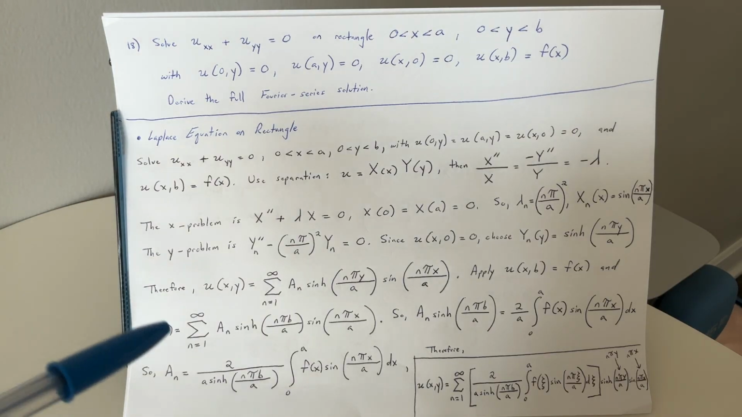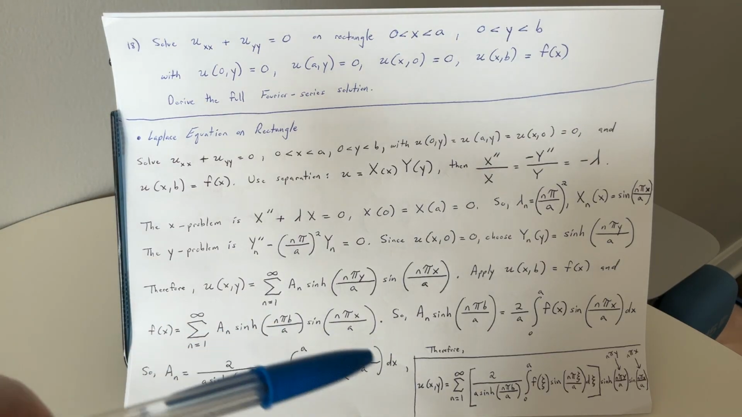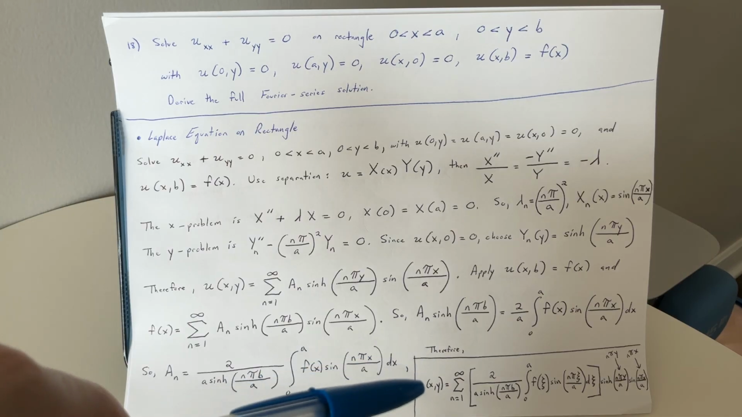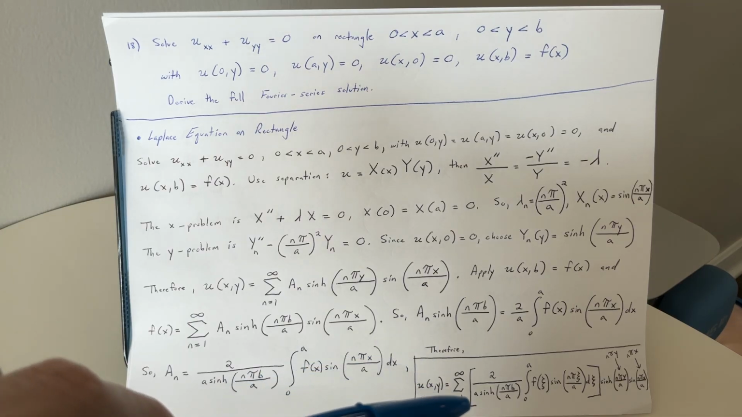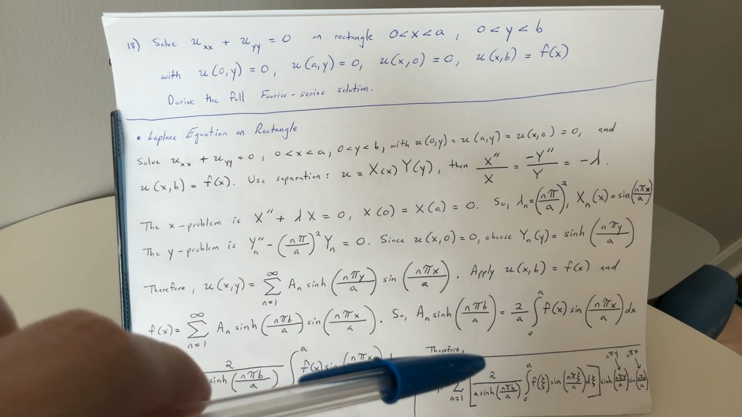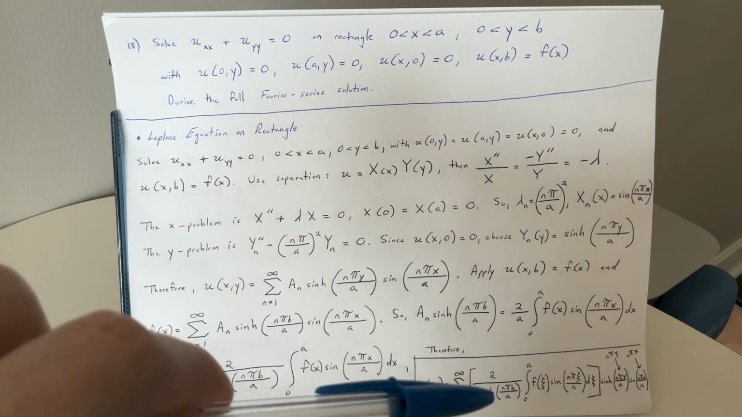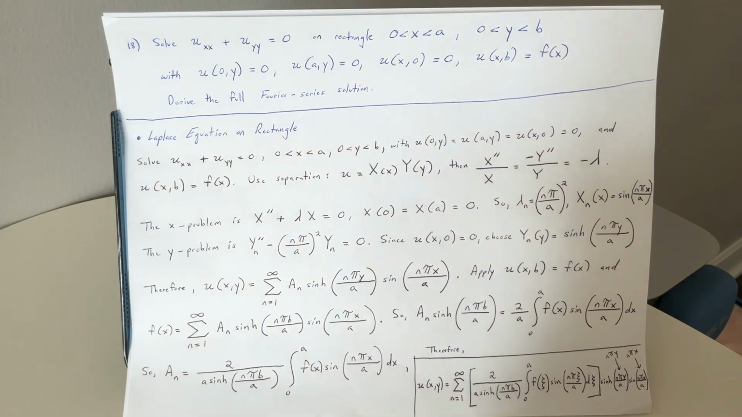So from there, performing the computation, just simplifying, this is going to become u of x, y equals the sum from n equals 1 to infinity, bracket 2 over a hyperbolic sine of n pi b over a times the integral from 0 to a, f of xi sine of n pi xi over a d xi, times hyperbolic sine of n pi y over a sine of n pi x over a.